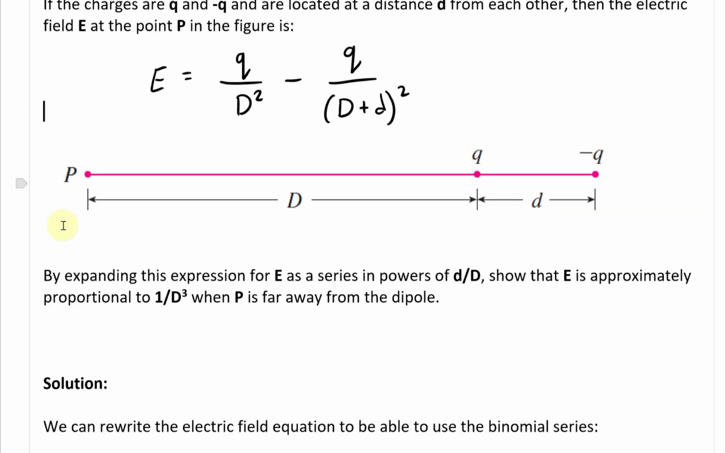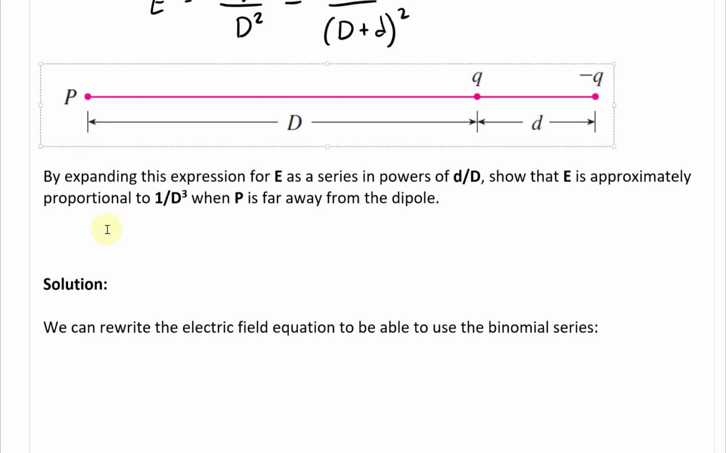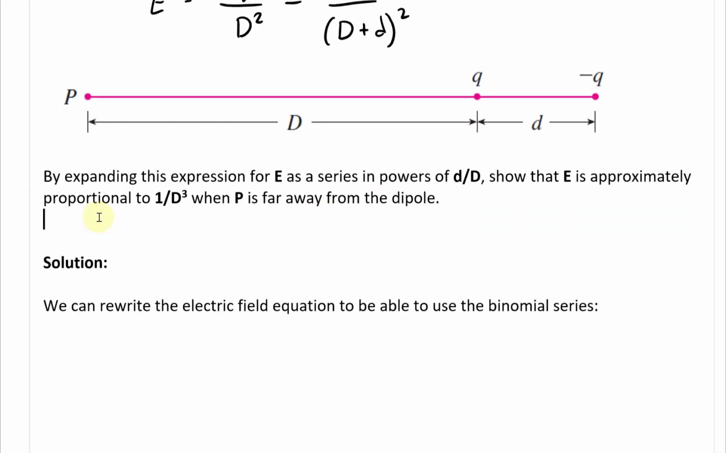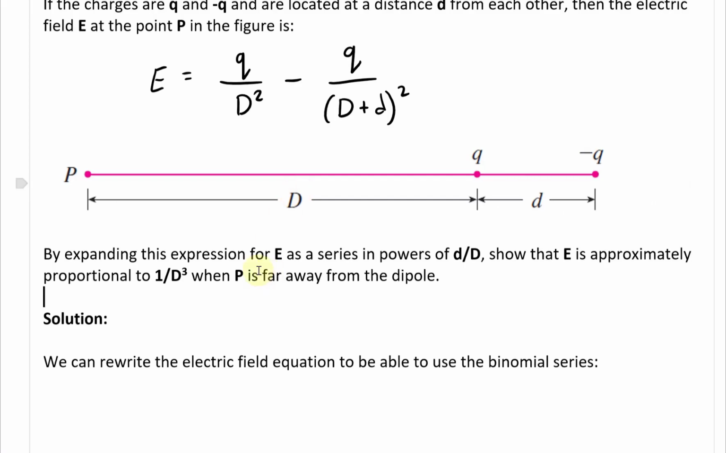And this is just mainstream physics. I have my own take on it, but that's for another video. Anyways, let's keep going. Now we have to check and show that this electric field E is proportional to 1 over d cubed when P is far away.